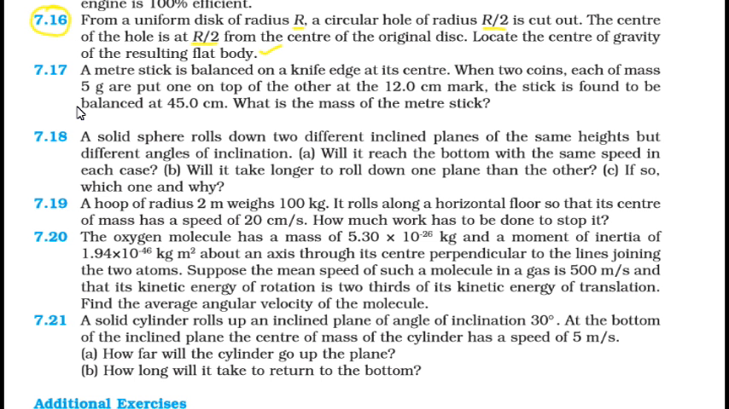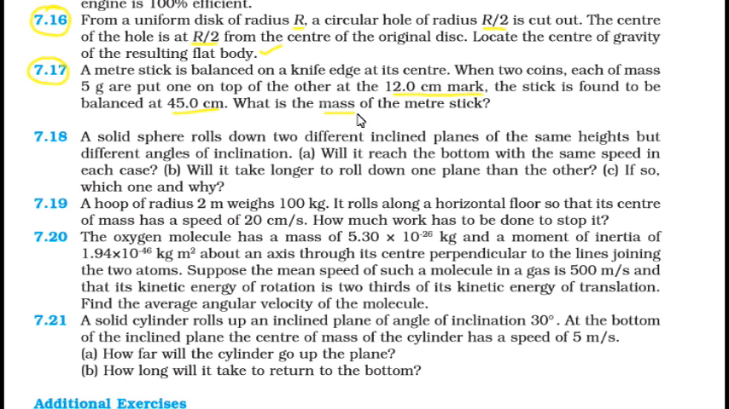Now problem number 7.17. A meter stick is balanced on a knife edge at its center. When two coins, each of mass 5 gram, are put one on top of the other at the 12 centimeter mark, the stick is found to be balanced at 45 centimeter. What is the mass of the meter stick?